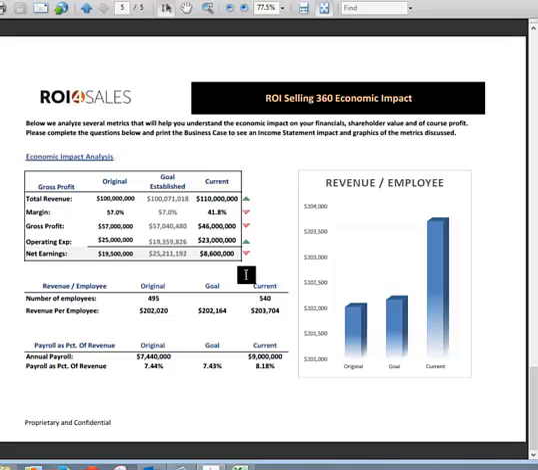And you can see graphically what the impact's going to be against the original, the goal, and where they are today. This company in particular put a little bit of focus on revenue, on employees, labor costs, and so forth. So they went revenue per employee, payroll as a percentage of revenue, and again you can see revenue per employee graphically displayed. So that is the 360-degree ROI.